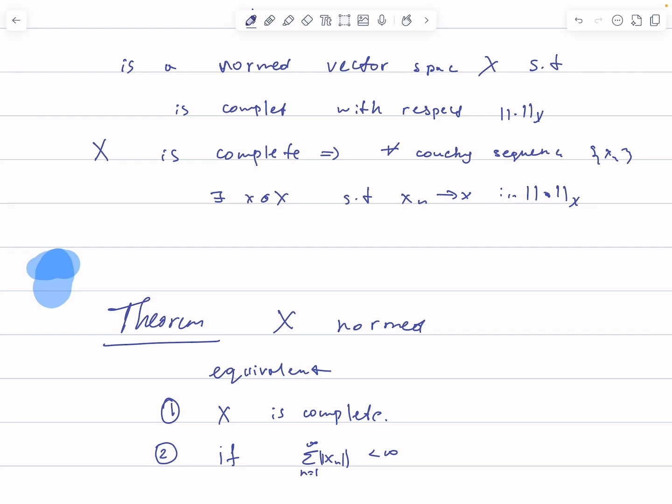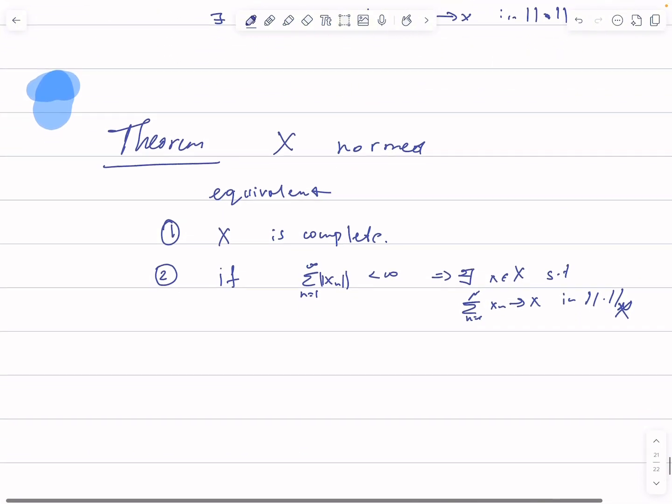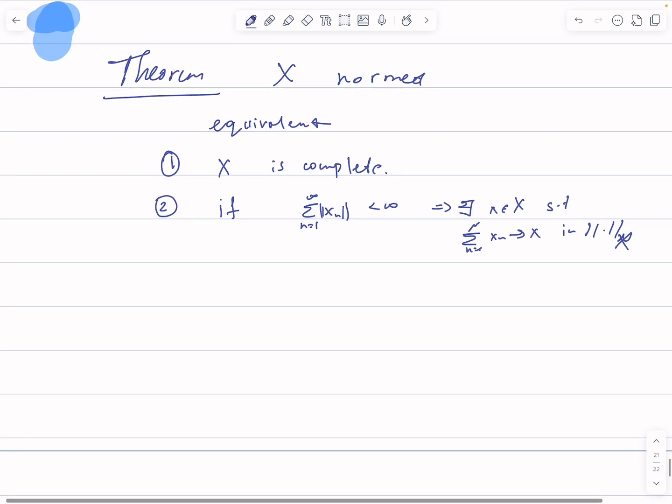it means there exists x in X such that the sum of xn converges to x in the space X. So let's prove this theorem. First we have 1, we need to prove 2. What does it mean complete? It means every Cauchy sequence converges.